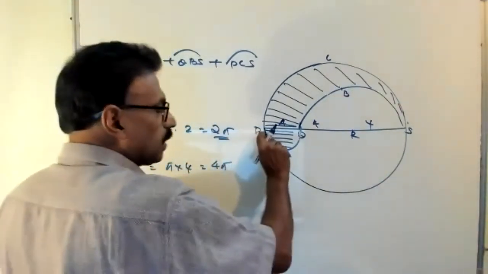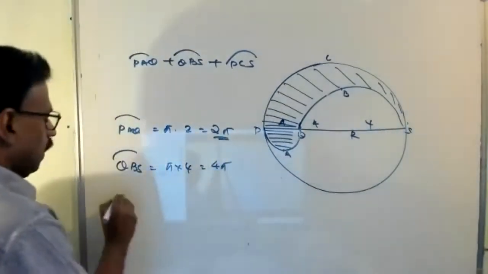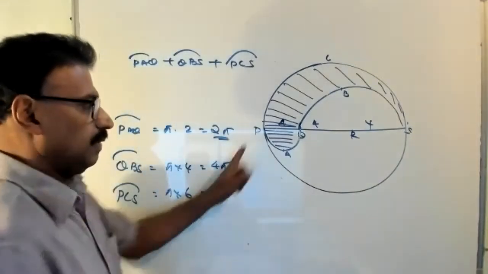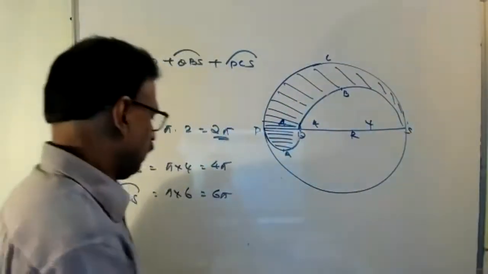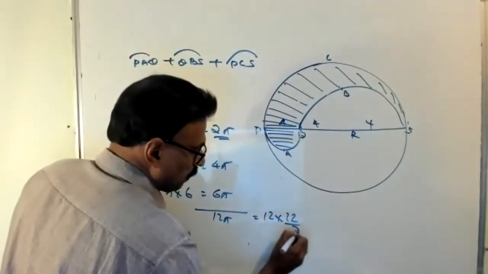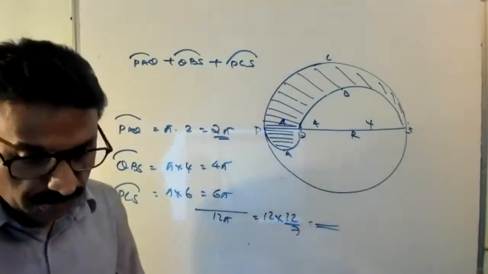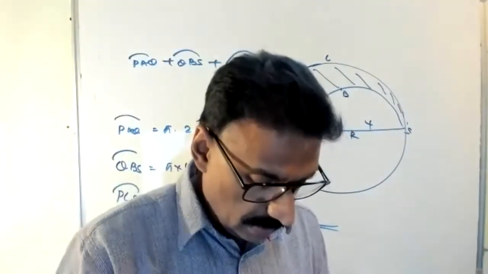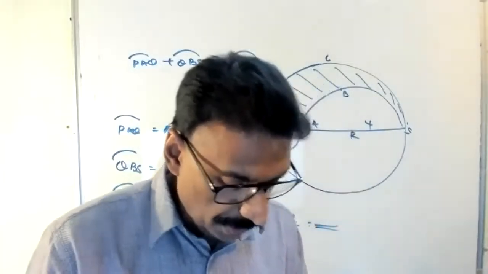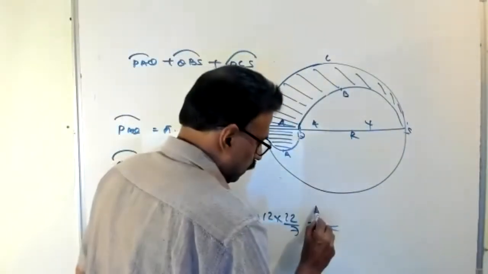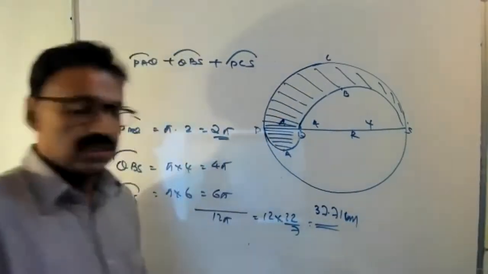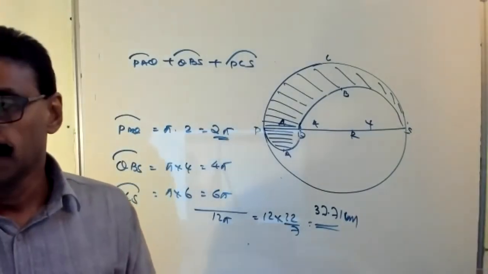Then the last one, arc PCS is pi into 6. That is 6 pi. The radius is 6. Total is 12 pi. Then 12 into 22 by 7. You calculate that. 12 into 22 by 7, how much? I think 12 into 22 by 7 is 37.71 centimeter.